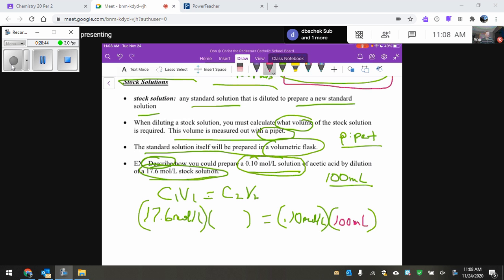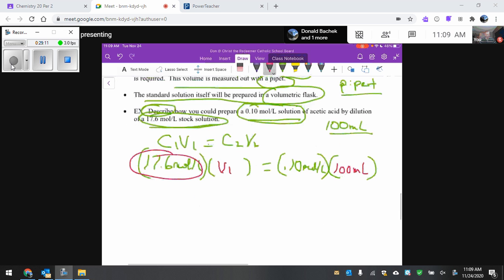V2. Always. We need to end up with something that has a volumetric flask at the end. We need to end up with 100. So we are going to solve for V1 in this case. How much of this do I need to take out?